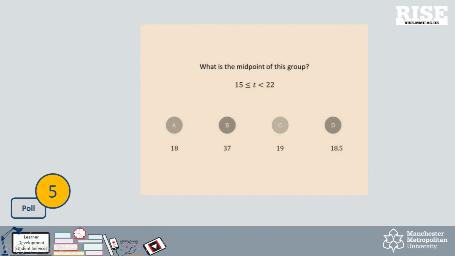Time for you to have a go. Pause the video, and if you need longer though, when you're ready, just press play. What's the midpoint of the group 15 to 22? Remember, if you're struggling to see it, add the two endpoints. So 15 add 22, and then simply divide it by 2. This gives you a midpoint value of 18.5.